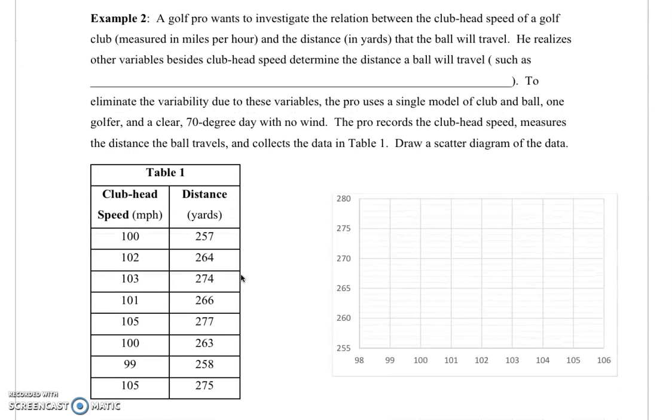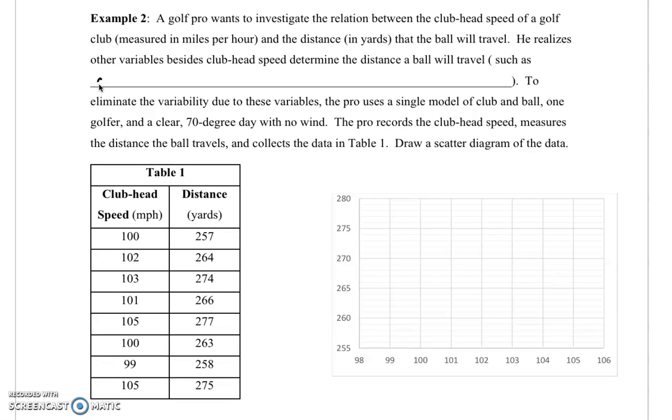Let's look at another example. A golf pro wants to investigate the relationship between the club head speed of a golf club measured in miles per hour and the distance in yards that the ball will travel. He realizes other variables besides club head speed determine the distance a ball will travel. And here you should try and think if you can figure out what other things those might be. And when you're ready, you can restart the video.